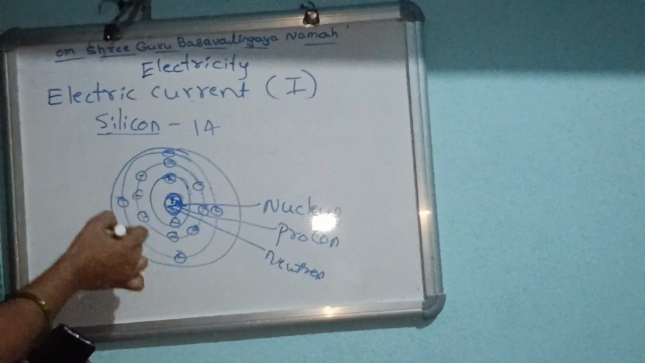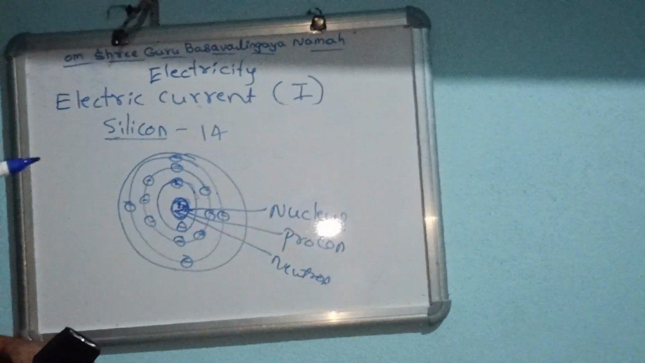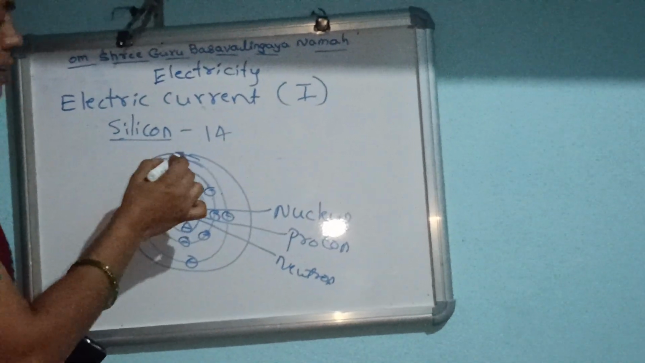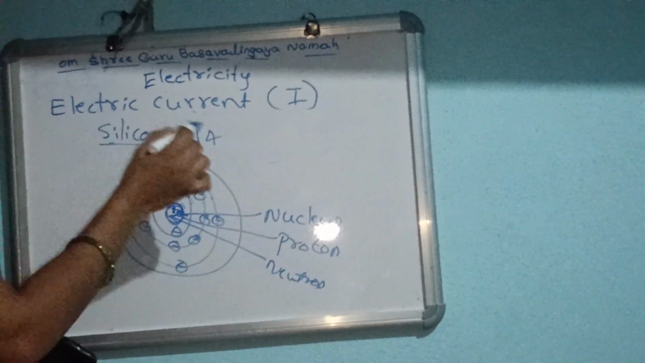Electrons present in the outermost orbit are known as the valence electrons. Valence electrons play an important role in conduction.